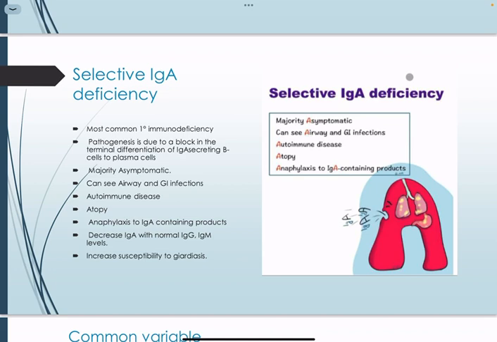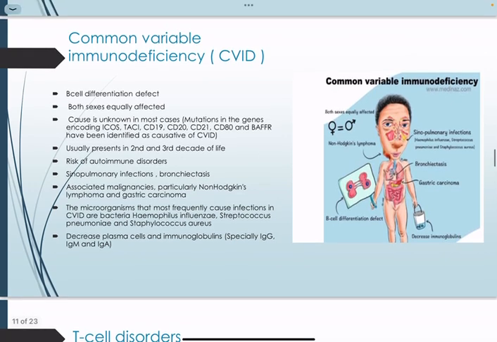The next one is common variable immune deficiency. Okay, so the problem here is, again, a defect in B cell differentiation. The exact cause is still unknown. However, till this moment, many genetic defects have been isolated, like ICOS, TACI, CD19, 20, 21, CD80, etc. So they are being accused of causing common variable immune deficiency.